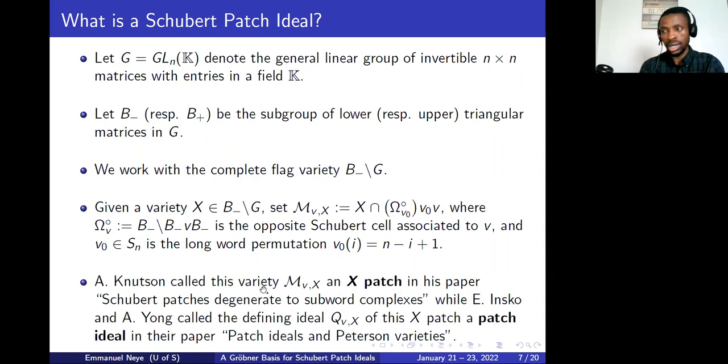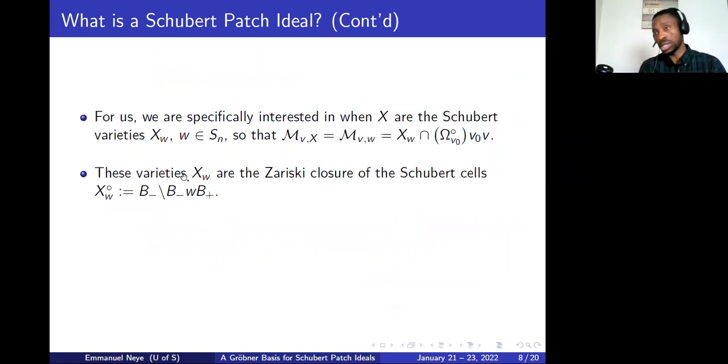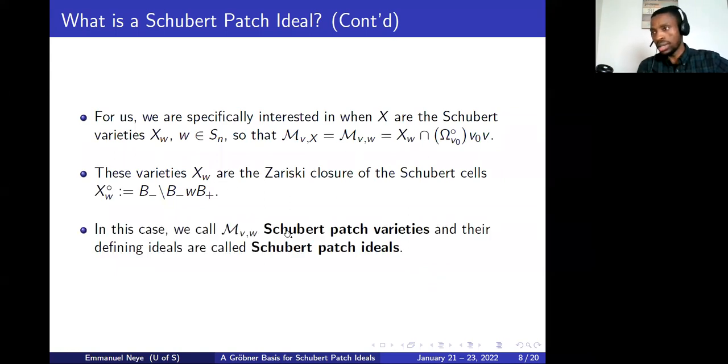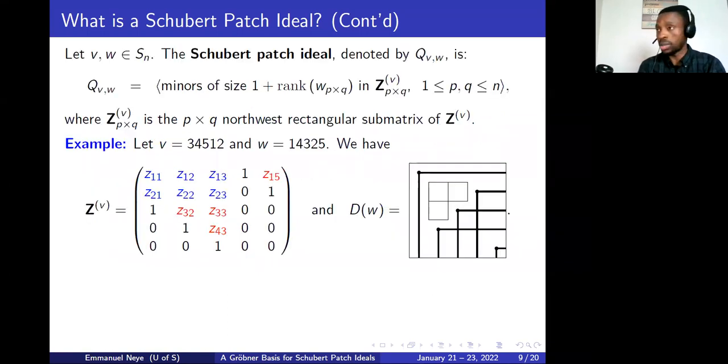Knutson actually calls this variety X patch, while Insko and Yong call their defining ideals patch ideals. But for us in particular, we are interested in when X is a Schubert variety. In that case, we call M subscript V comma W Schubert patch varieties, and the defining ideals we call Schubert patch ideals. So let's see some defining equations for this particular ideal.